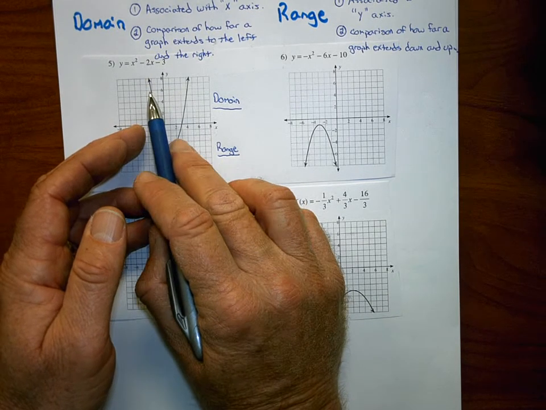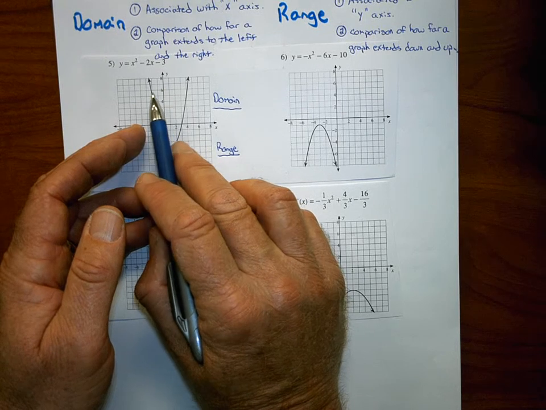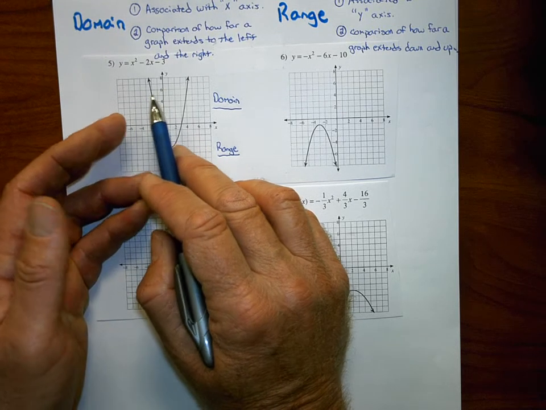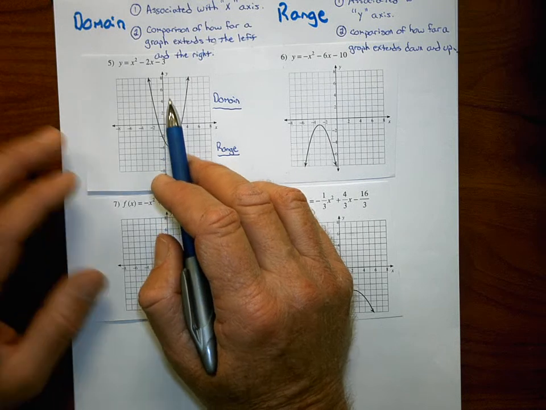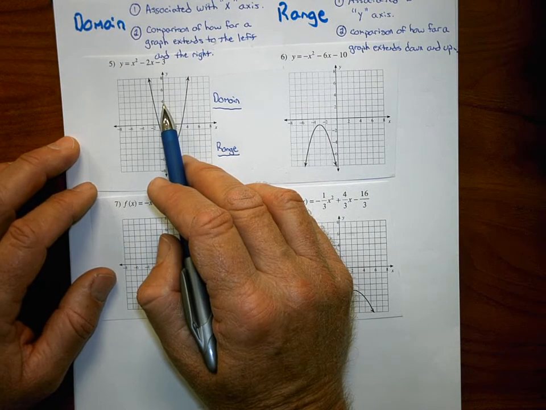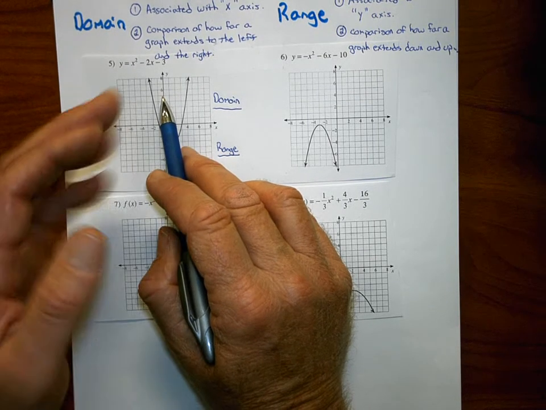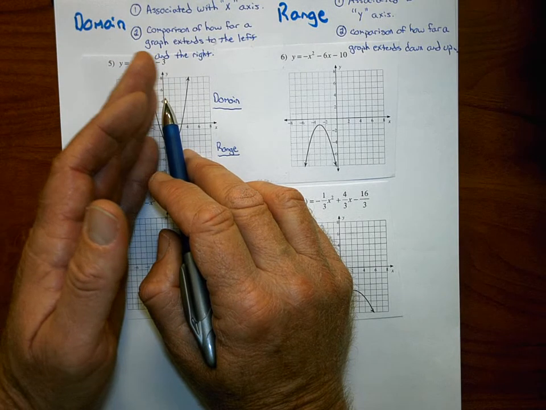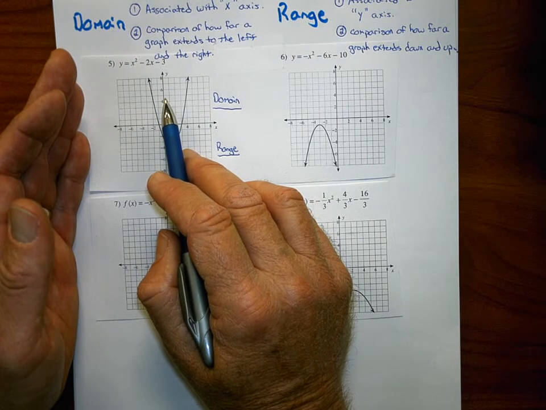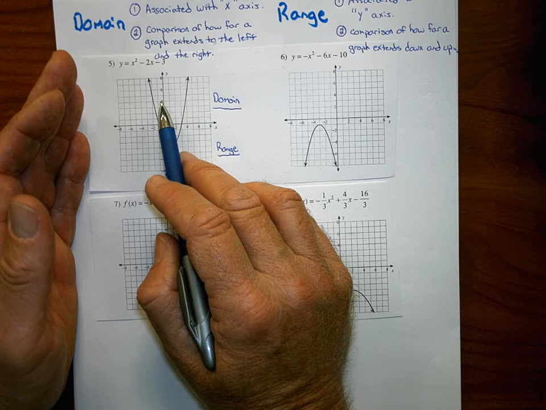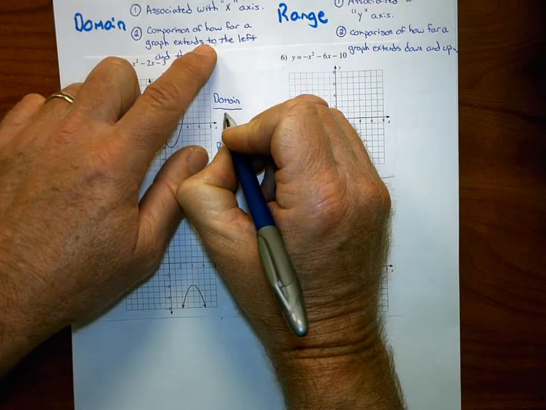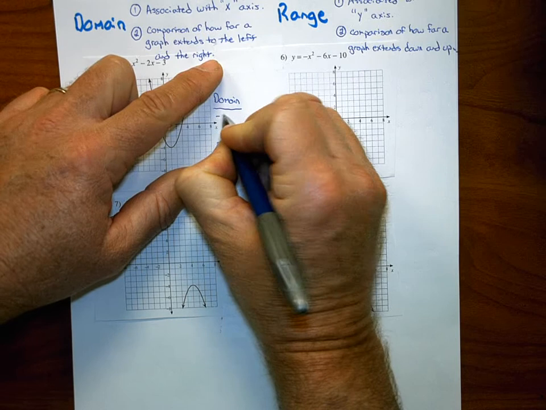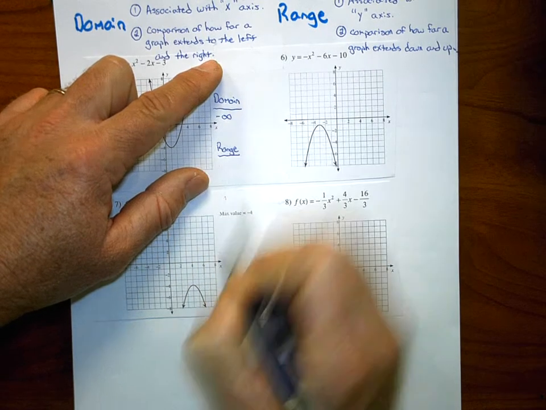So if it keeps getting wider to the left, what number do we associate in math with something that just keeps going forever and ever? Infinity. Right, infinity. Okay? And if it keeps going to the left, would that be associated with a positive or a negative infinity? Negative infinity. So the domain extends to the left to negative infinity.